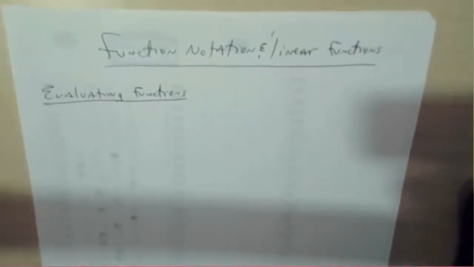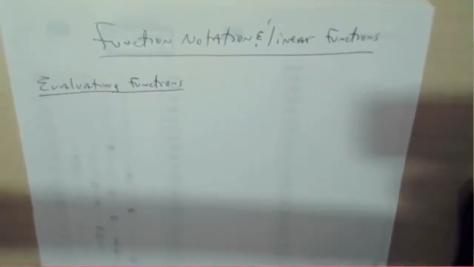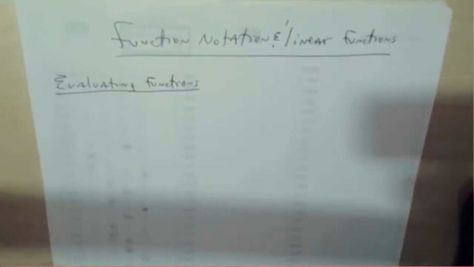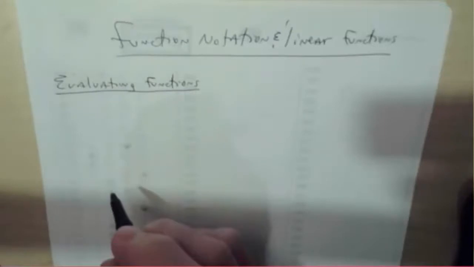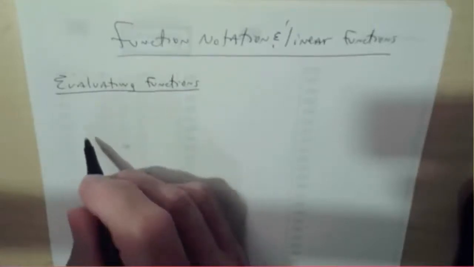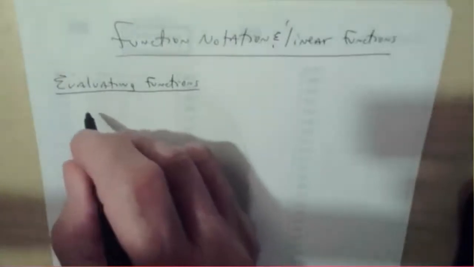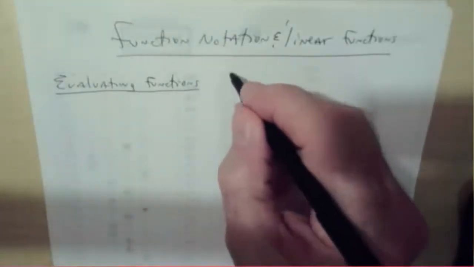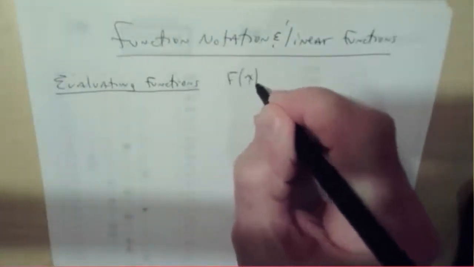Today we're going to talk about function notation and linear functions. To tell you the truth, I think we've already done this, but it's important enough to do again. But it's real simple, so I'm going to go kind of fast. Now, function notation is f of x.